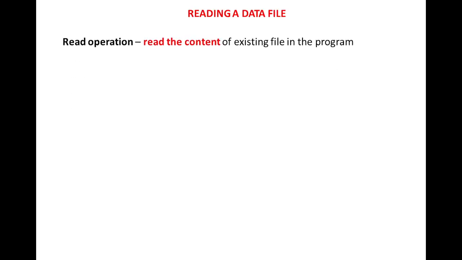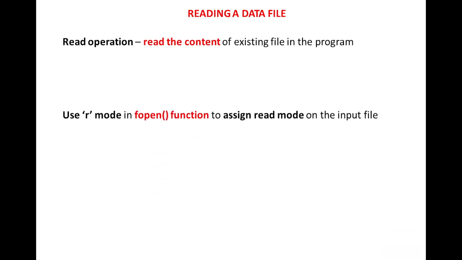So how can we read a data file? First of all, we should know what is needed in our file reading operation. The read operation needs an existing file, and it also needs content already stored in the file to read. So the requirement is that the file should exist for performing the reading operation.